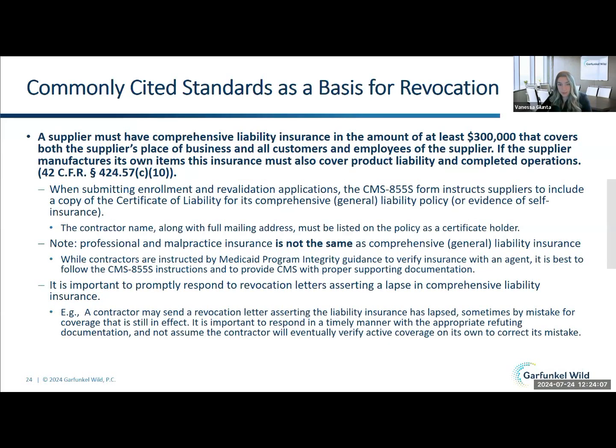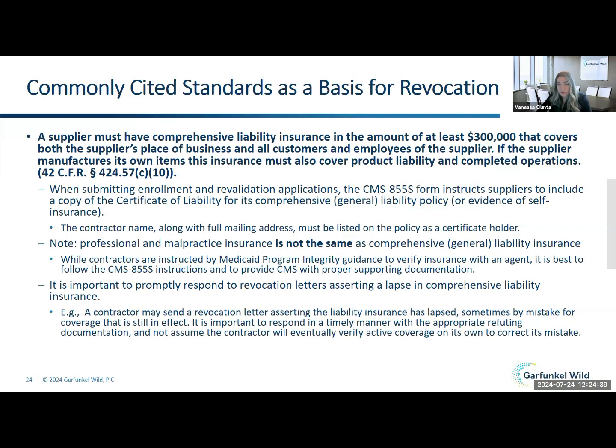So for general liability insurance, this is another one. You want to ensure you have comprehensive liability insurance of at least 300,000. That should cover your business, customers, and employees. And this also includes product liability if you manufacture items. You want to be sure to submit a copy of the actual certificate of liability with your enrollment application and revalidation application. And you want to be sure that the contractor's name and address is actually on the policy as a certificate holder. They'll ask for proof of that.